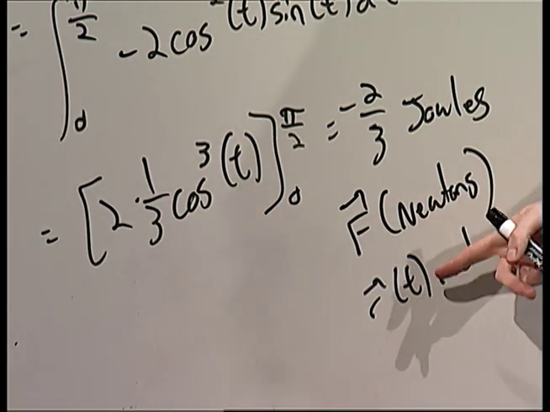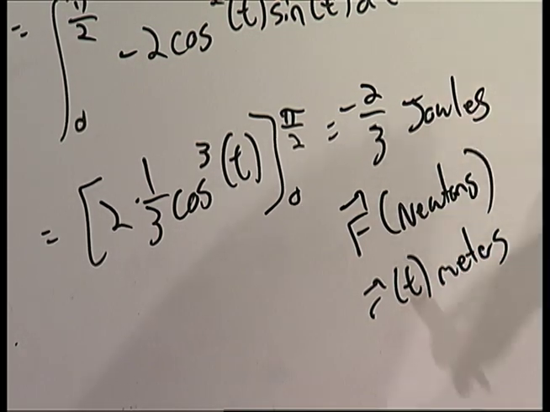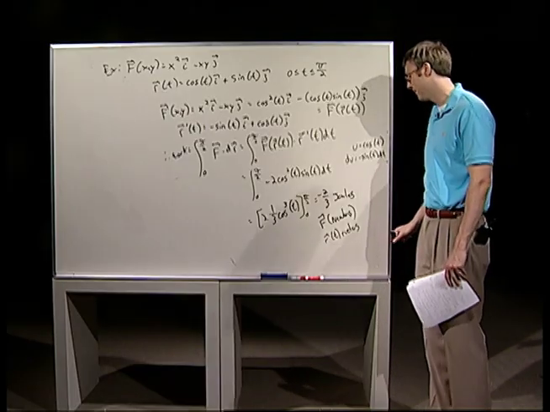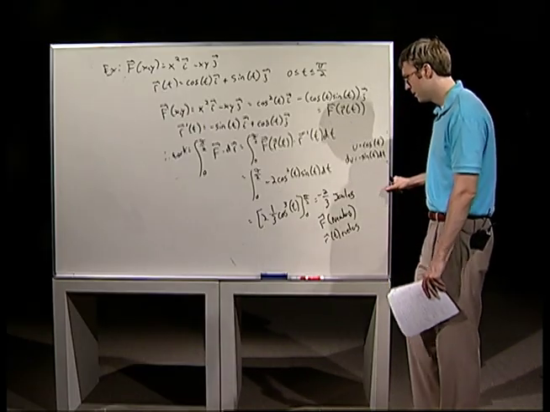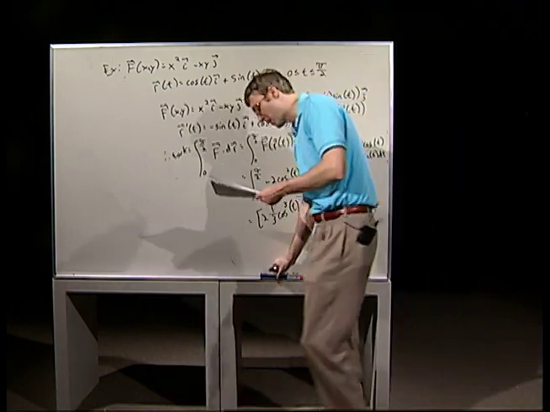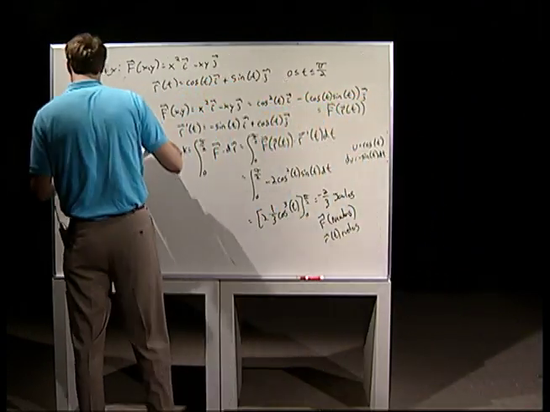So force is in newtons, and this is in meters, this is in joules, right? So the work is negative. That may seem wrong. It may cause you to question it, but let's take a look and see what is going on here.